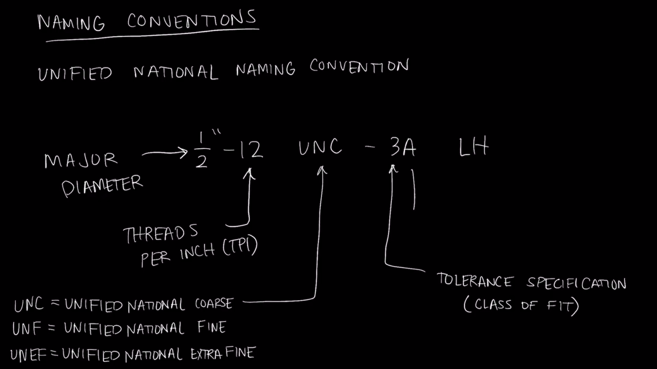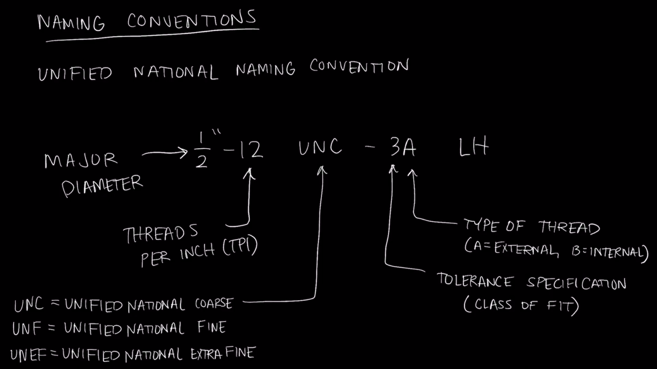The A tells us the type of thread, and by type of thread I mean A equals an external thread and B is for an internal thread. So this is an externally threaded bolt, meaning simply that the threads are on the exterior of the bolt. A nut would have internal threads.